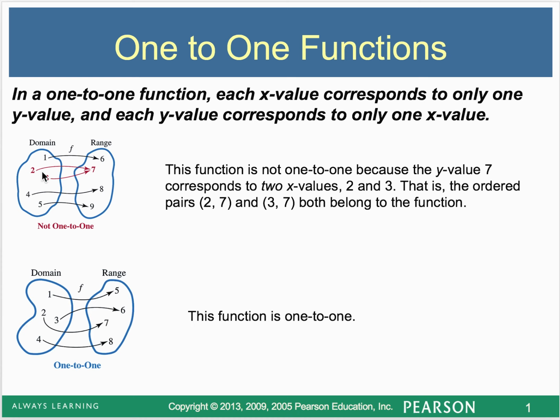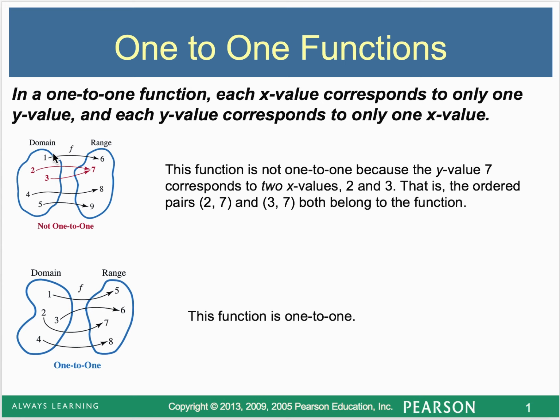It did not matter if more than one x went to the same y, as long as every x went to its own y. But now we're going to restrict that even more and talk about one-to-one functions. A one-to-one function is still a function, but each x value corresponds to only one y value, and each y value corresponds to only one x value. So the first bit of that is just saying you've got to make sure it's a function to start with, and then, in addition, to make it one-to-one, each y value corresponds to only one x value.